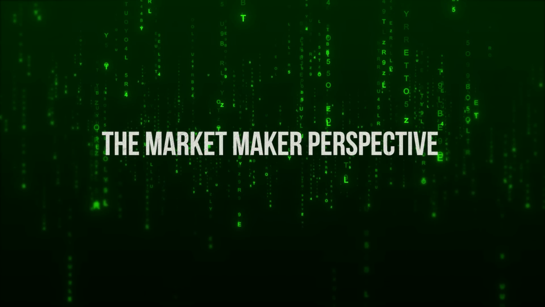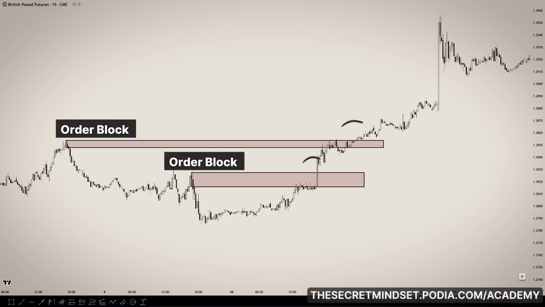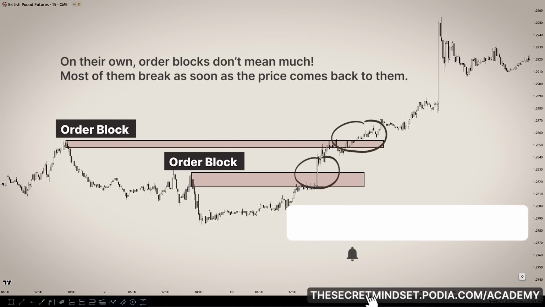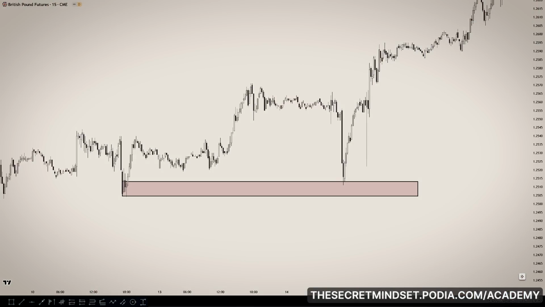Now, here's the reality. Order blocks aren't magic bullets. They only work if you know how to spot real liquidity in the market. On their own, order blocks don't mean much. In fact, most of them break as soon as the price comes back to them. I'll explain later the secret to find the best areas, but for now, think about this.